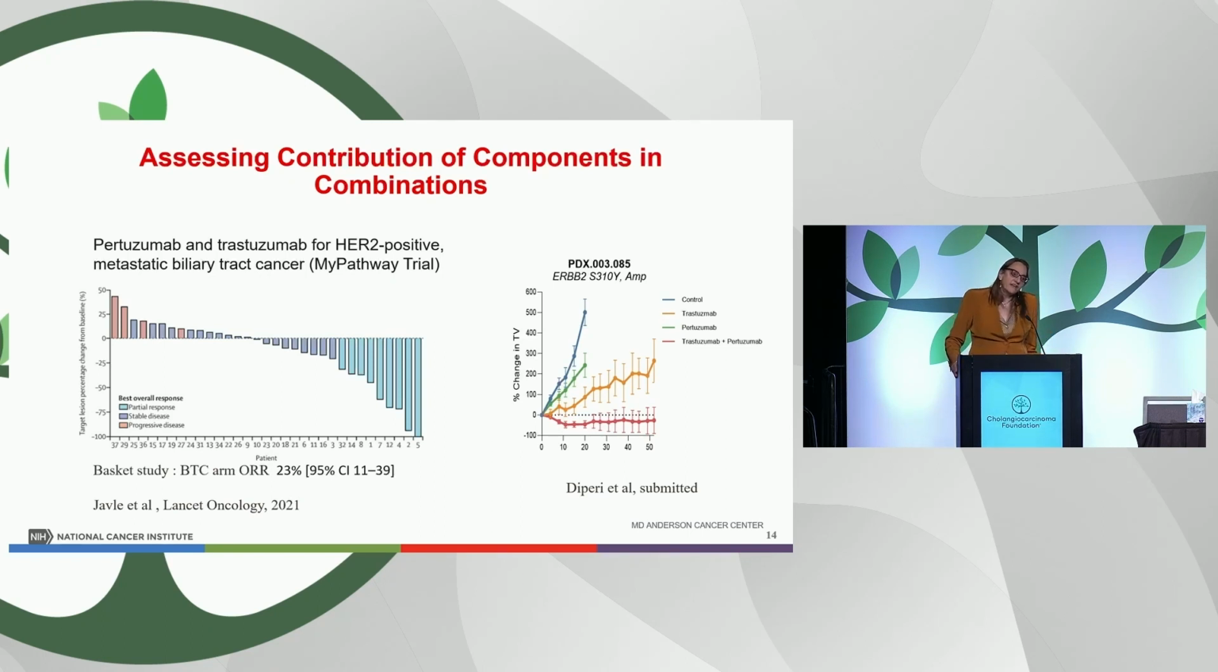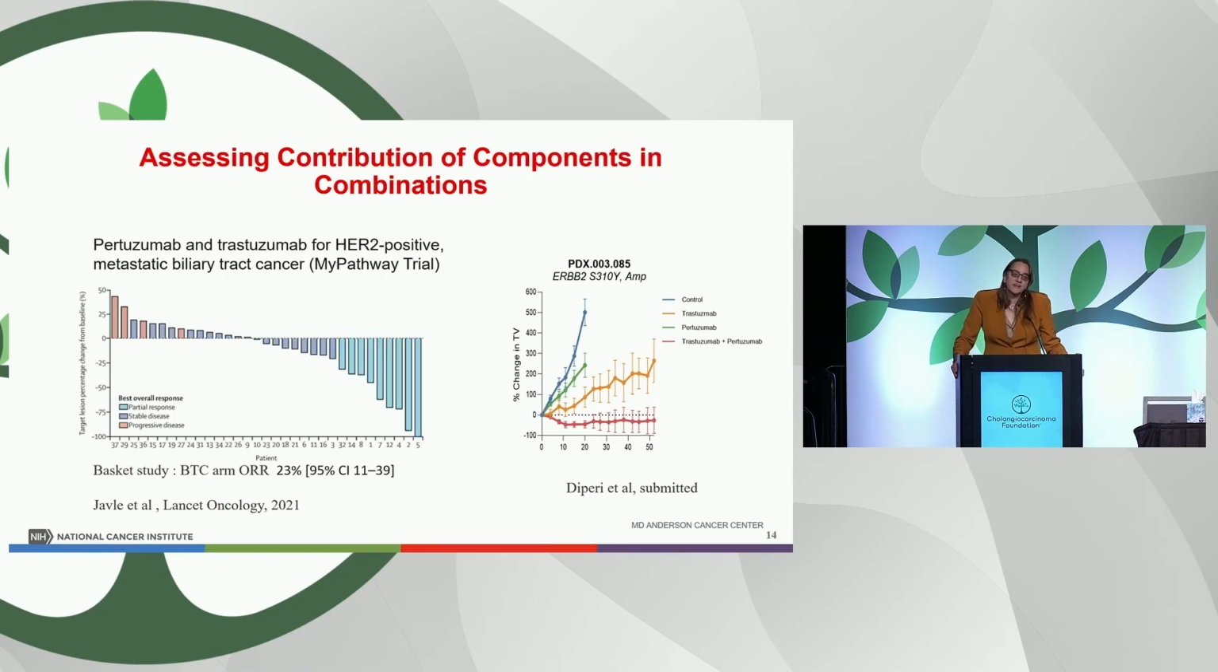We had looked at, in a clinical trial called My Pathway, the efficacy of trastuzumab in combination with pertuzumab. This was a combination that was effective in several tumor types. And you can see on the left-hand side is the waterfall plot from patients who had biliary tumors. Indeed, there was an objective response rate of 23%.